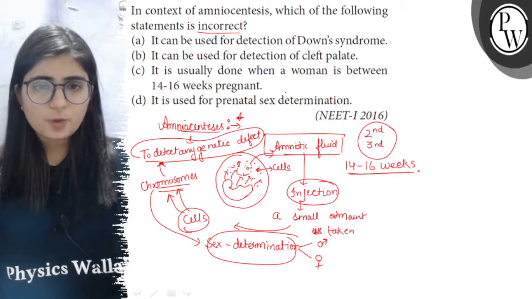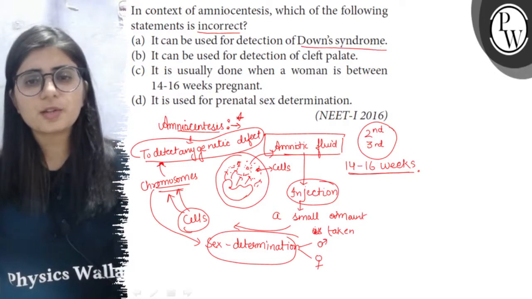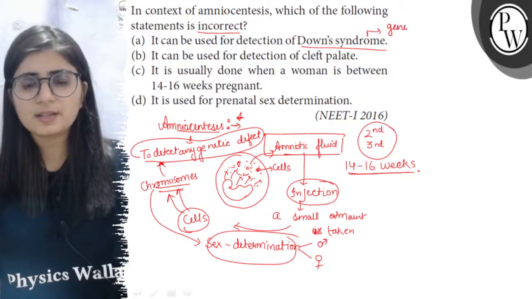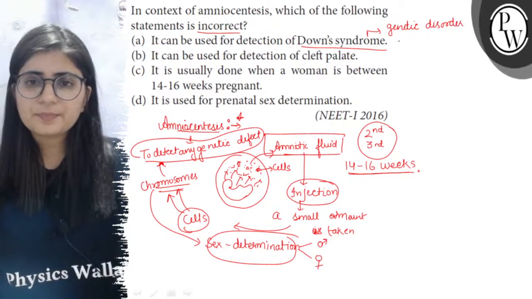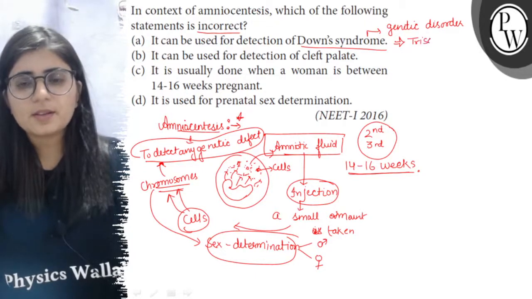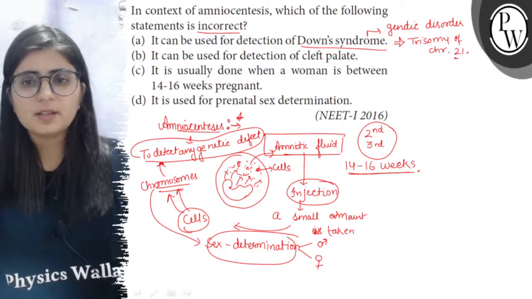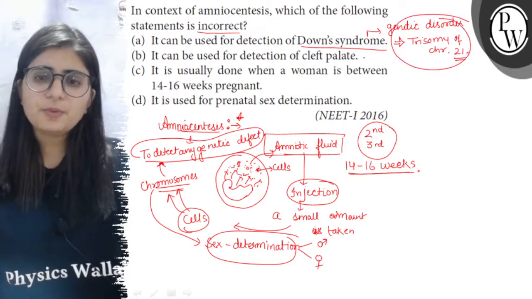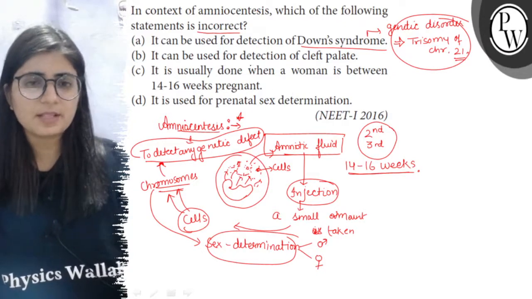So let's see the options now. First, it can be used for detection of Down syndrome. Down syndrome is a genetic disorder where there is a trisomy, meaning there is an additional copy of chromosome number 21. So this is a genetic problem, and it can be found out with the help of the amniocentesis technique.